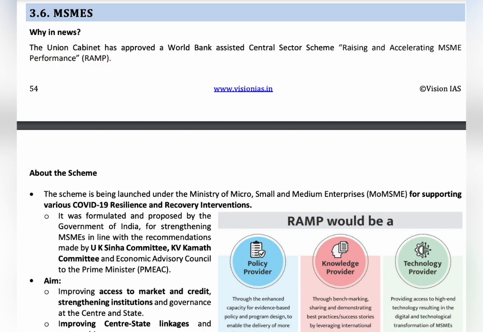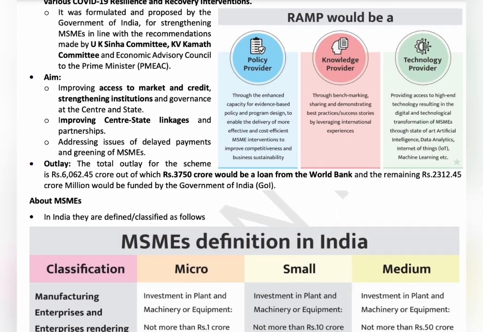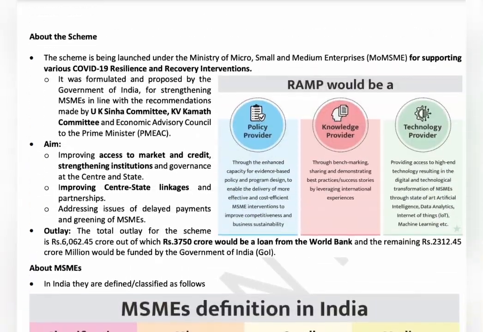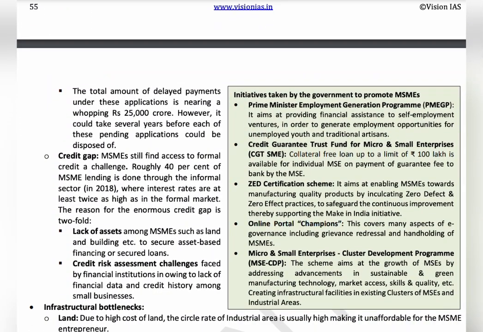Some other initiatives taken by the government to promote MSMEs are the Prime Minister's Employment Generation Programme. It provides financial assistance to unemployed youth and traditional artisans. The next is the Credit Guarantee Trust Fund for Micro and Small Enterprises. Under this, loans are provided to the MSME sector.